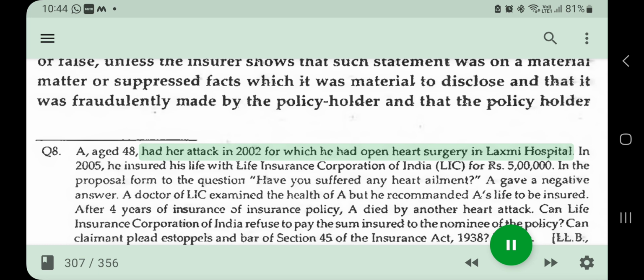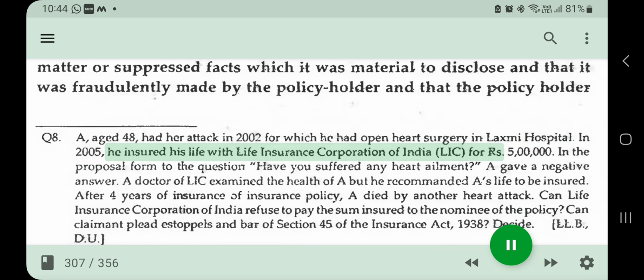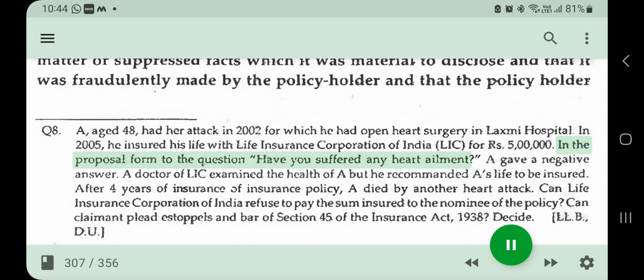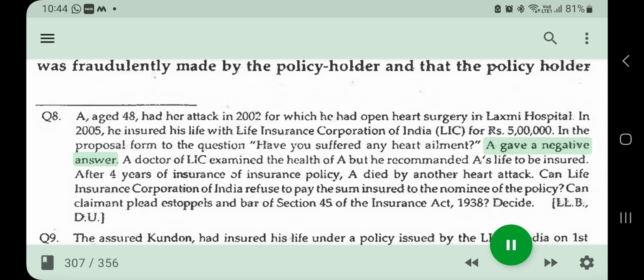Q8. A, aged 48, had a heart attack in 2002 for which he had open heart surgery in Lakshmi Hospital. In 2005, he insured his life with Life Insurance Corporation of India, LIC, for Rs. 500,000. In the proposal form, to the question, "Have you suffered any heart ailment?" A gave a negative answer.